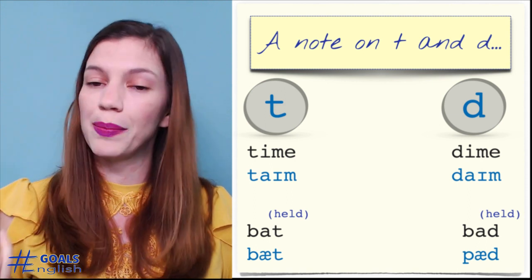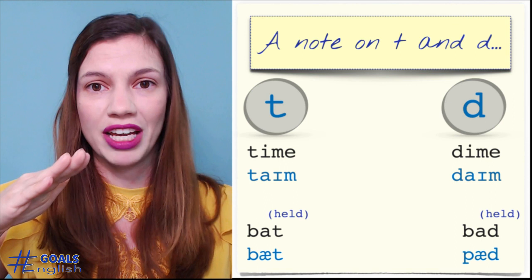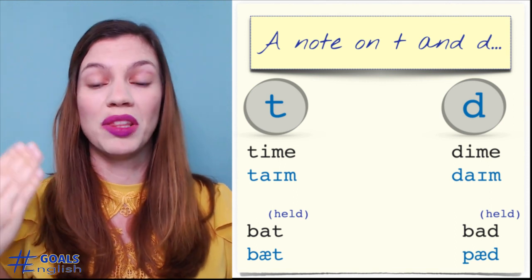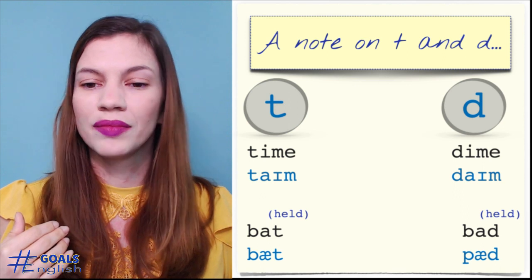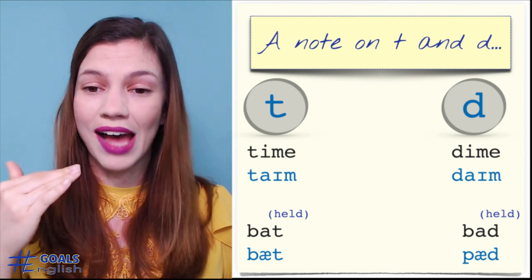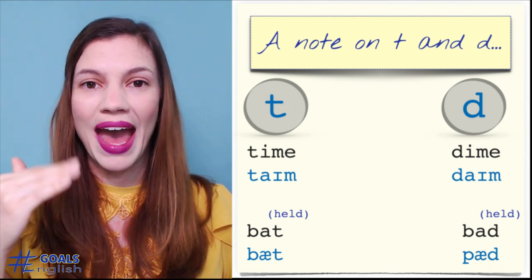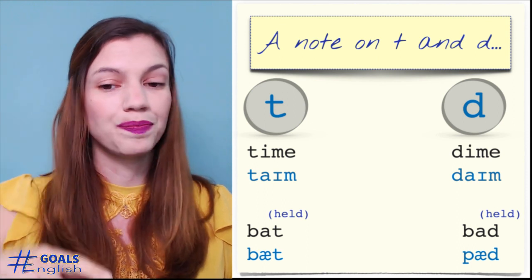There's a similar thing happening with D. Even though you don't have a puff of air, there is a stronger sound in the beginning. So beginning D, dime, dime. Where at the end it is held, bad, bad. So my tongue is staying there.